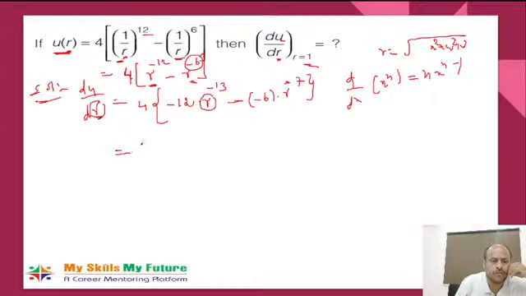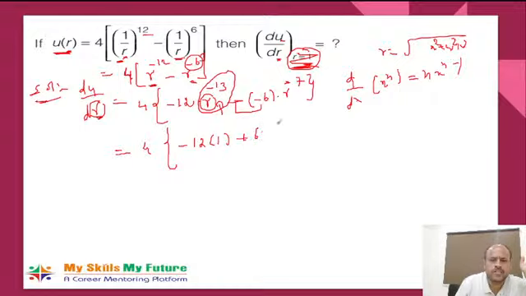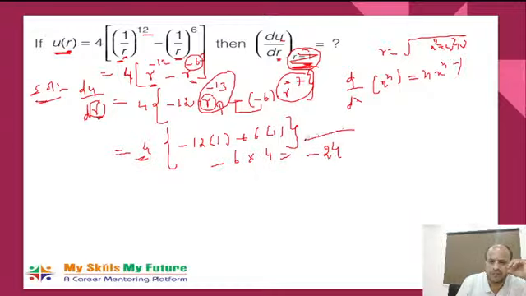Now this is 4 into, and now substitute the r value 1 directly. The question is asking at r is equal to 1. So replace r with 1. 1 power anything, either positive powers or negative powers, is 1. Minus into minus is plus, so plus 6 into, again 1 power anything is 1. Now minus 12 plus 6 is minus 6. This is into 4. 6 4s are 24. So my answer is finally minus 24.